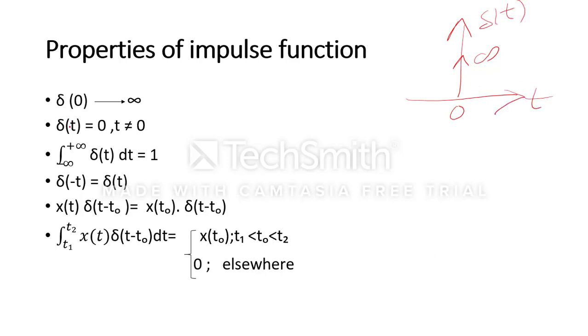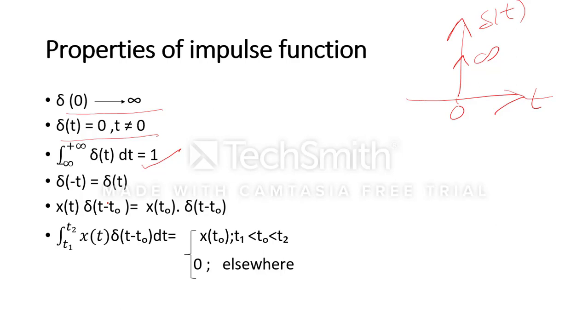So you can see that the delta value is infinite at t equal to 0. The second property is that delta t is equal to 0 for t not equal to 0. We can see that only at t equal to 0 the impulse is lying, otherwise it is 0. The third property is that if you calculate the area under the curve, the value you will get is 1.